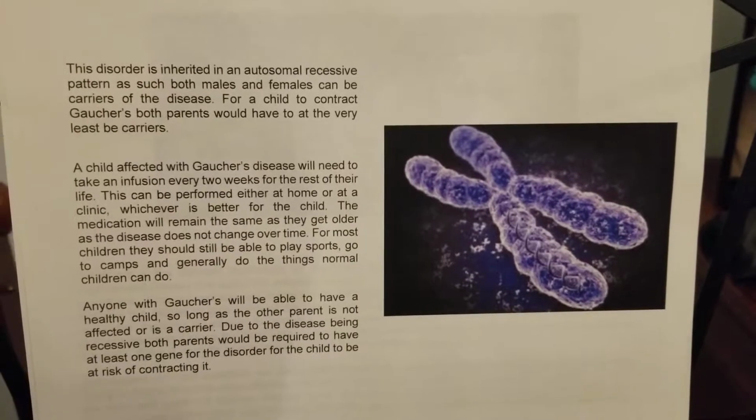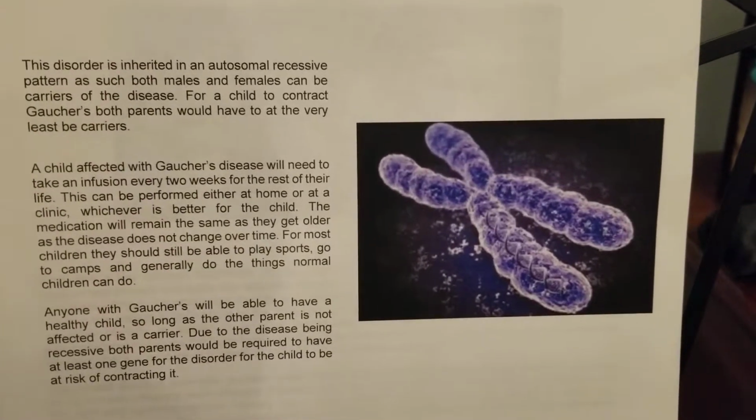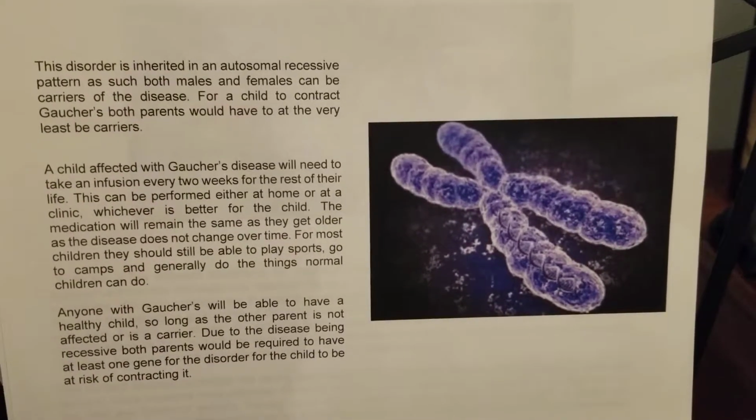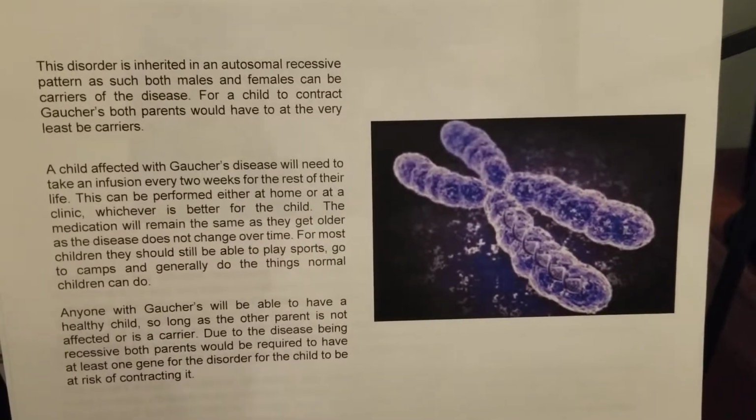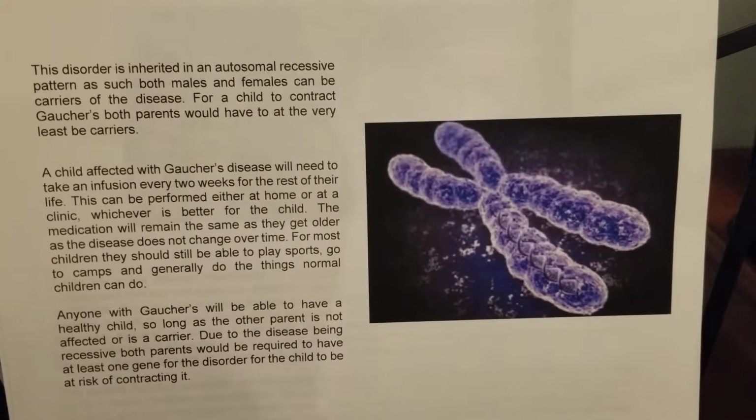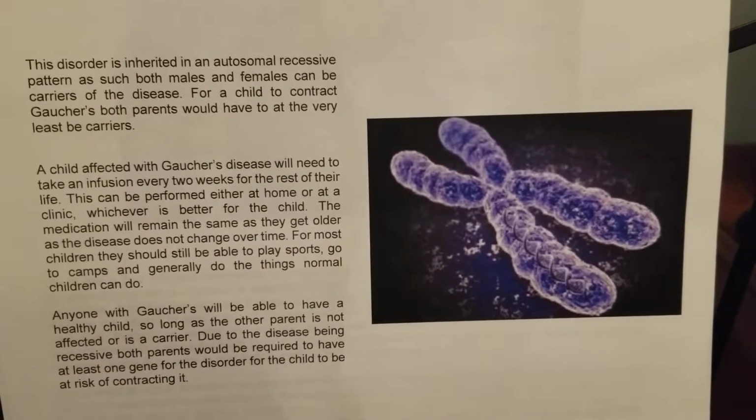A child affected with Gaucher's disease will need to take an infusion every 2 weeks for the rest of their life. This can be performed at either home or at a medical clinic, whichever is better for the child. This medication will remain the same as they get older, as the disease does not change over time.